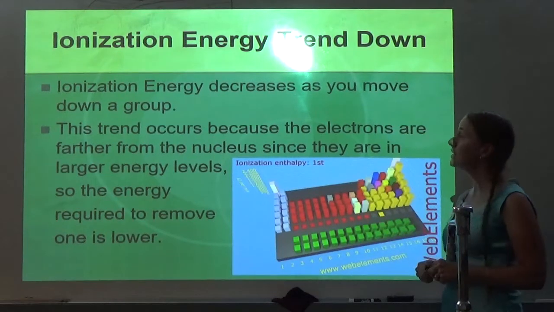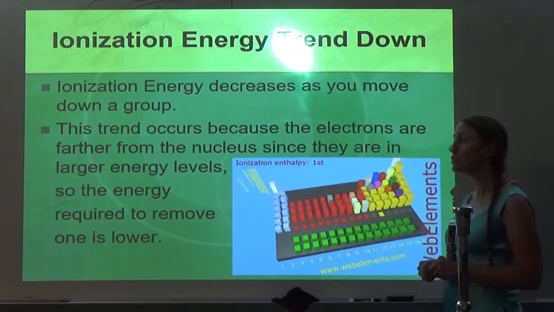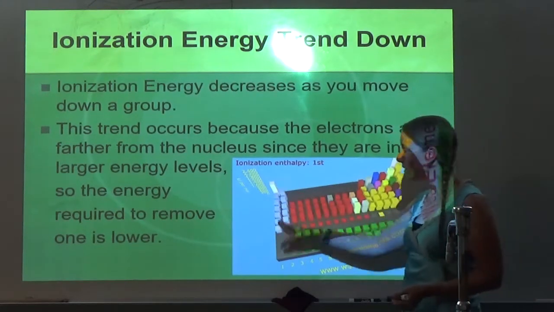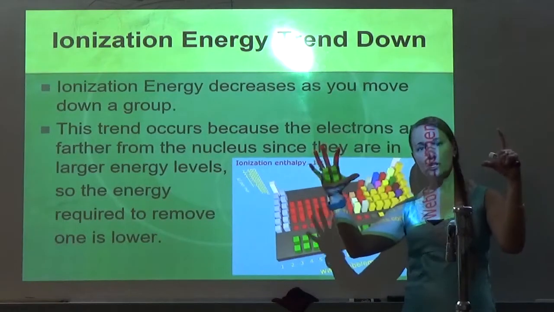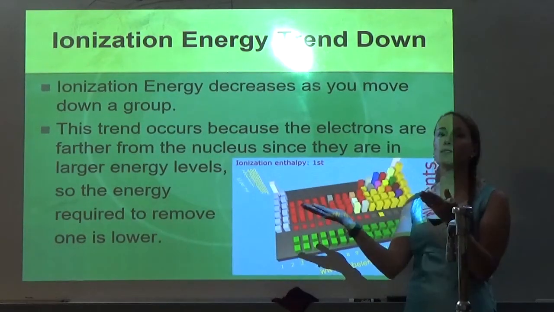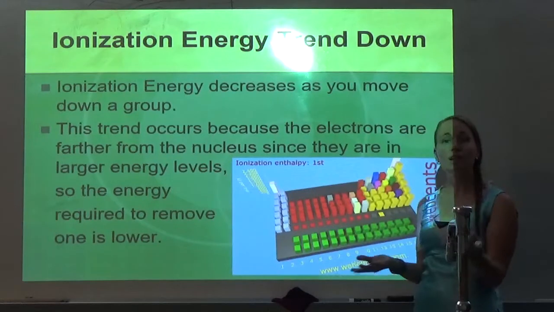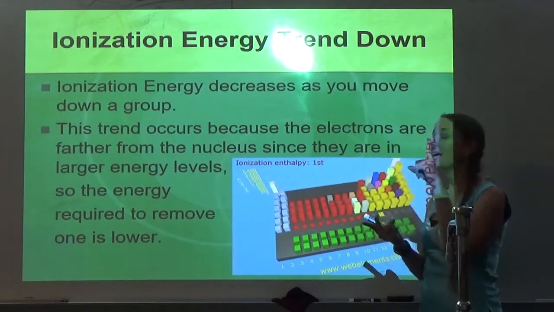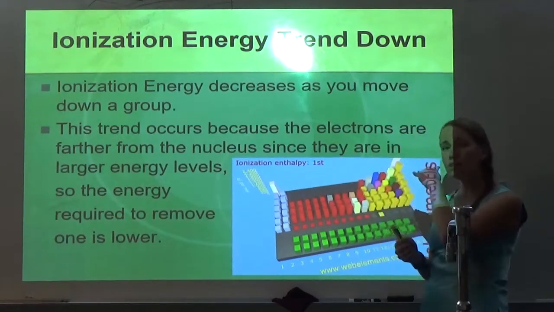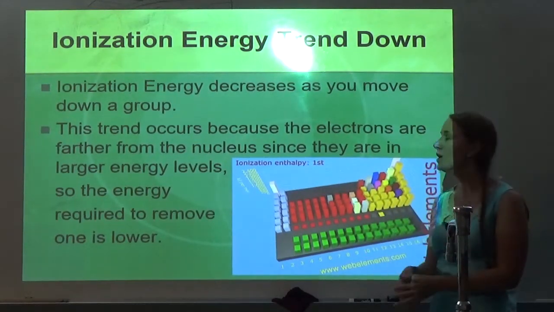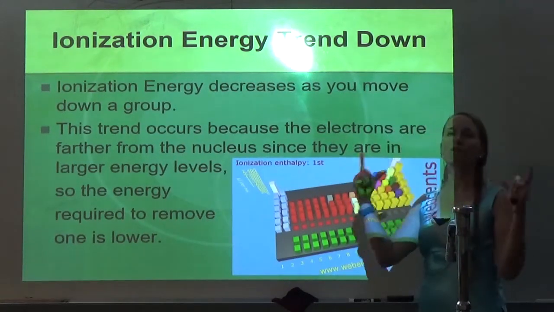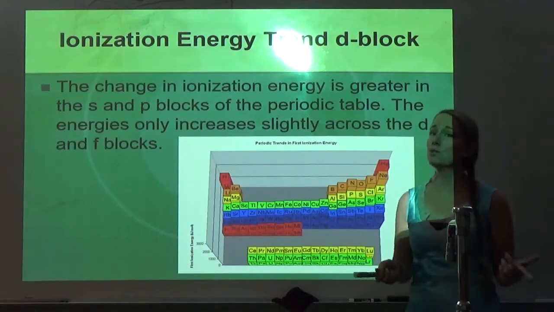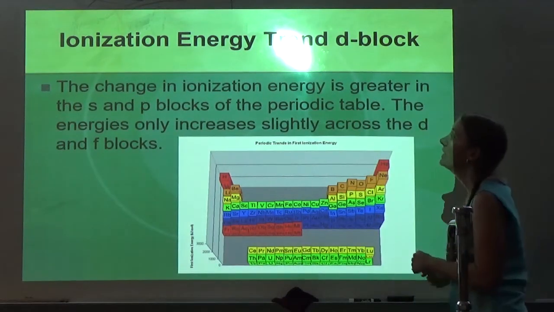This trend occurs because electrons are farther from the nucleus since they are in larger energy levels, so the energy required to remove one is lower. So remember, as we go down the periodic table, we're getting larger and larger energy levels. The farther an electron is from the nucleus, the easier it is to remove because there's less attraction. Remember, Coulomb's law is based on the strength of the nucleus, or Z effective, and distance from the nucleus. When you go across the periodic table, normally we focus on Z effective. When you go down the periodic table, we normally focus on larger energy levels that are farther from the nucleus. So make sure when you're explaining, you always focus on this.